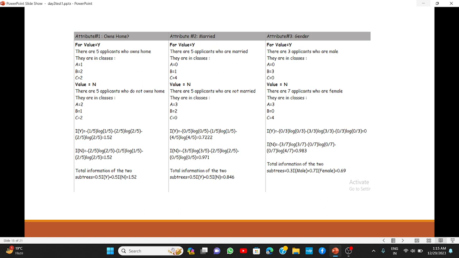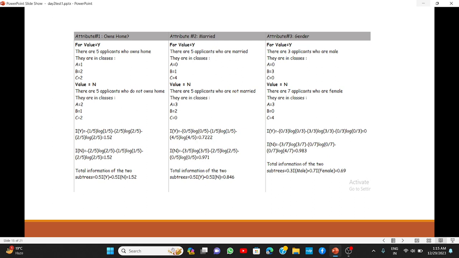Attribute 1, owns home. For value y, there are 5 applicants who own home. They are in classes A is equal to 1, B has 0 and C has 2. For value n, there are 5 applicants who do not own home.